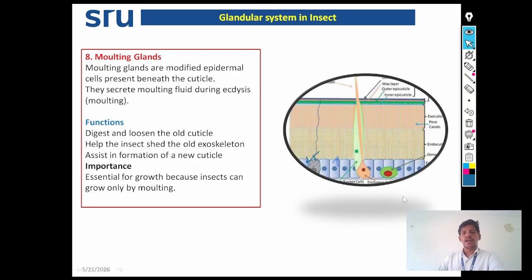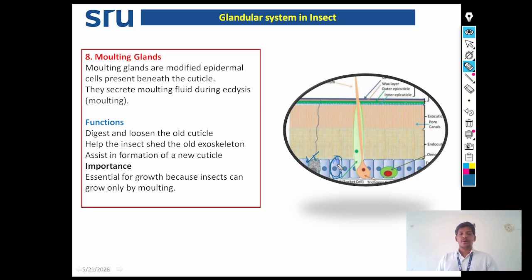Next, molting gland. Molting glands are modified epidermal glands or modified epidermal cells. They are present below the cuticle. They secrete molting fluid during the process of molting, or ecdysis.